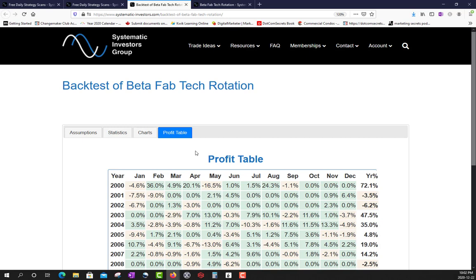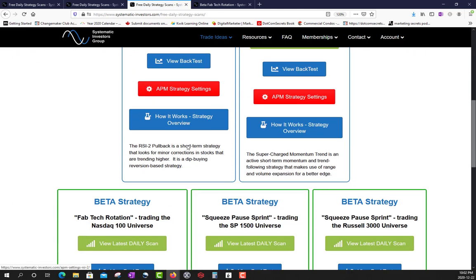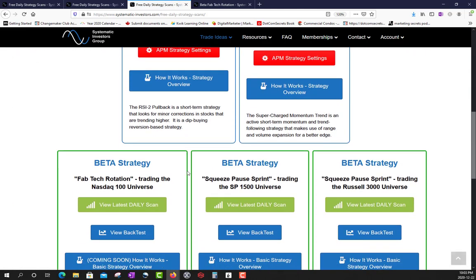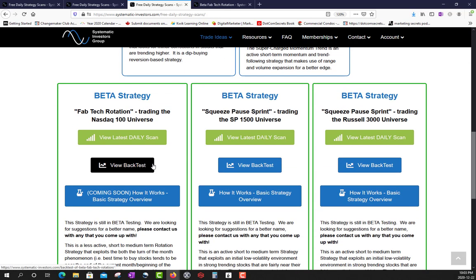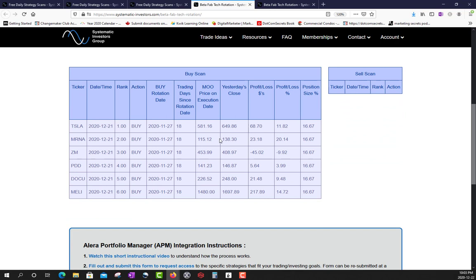Just in summary, the strategy's in beta right now. You can get the signals right here from the free trade ideas for the time being until it comes out of beta and is available for paying members only. So you can see the signals here under View Daily Scan, which will open up a new window. We will be releasing information to automate this strategy through a Lara Portfolio Manager, which is what we do with most of our strategies.